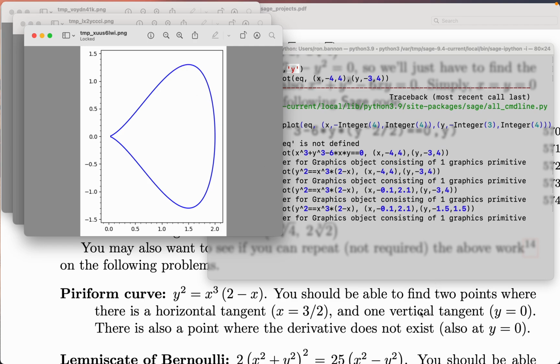They also say 1 vertical tangent at y equals 0. Let me see. I'm not really seeing that at y equals 0. Let me take a look at that. Oh, no, I am. It's right over here. There's also a point where the derivative does not exist, and it's also at y equals 0, which is right over here. The derivative does not exist over there.